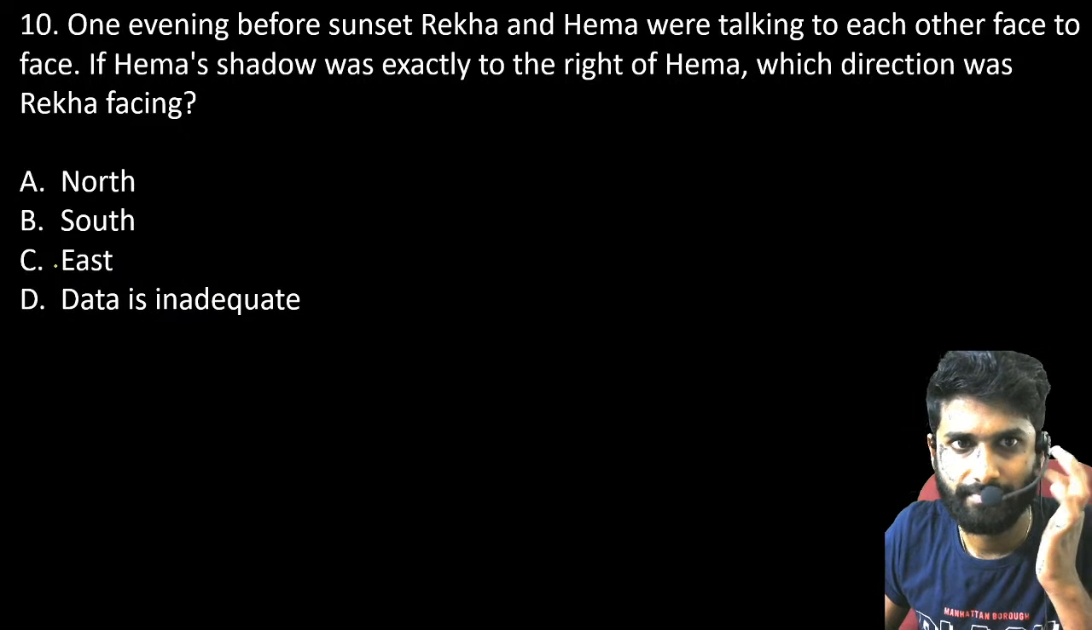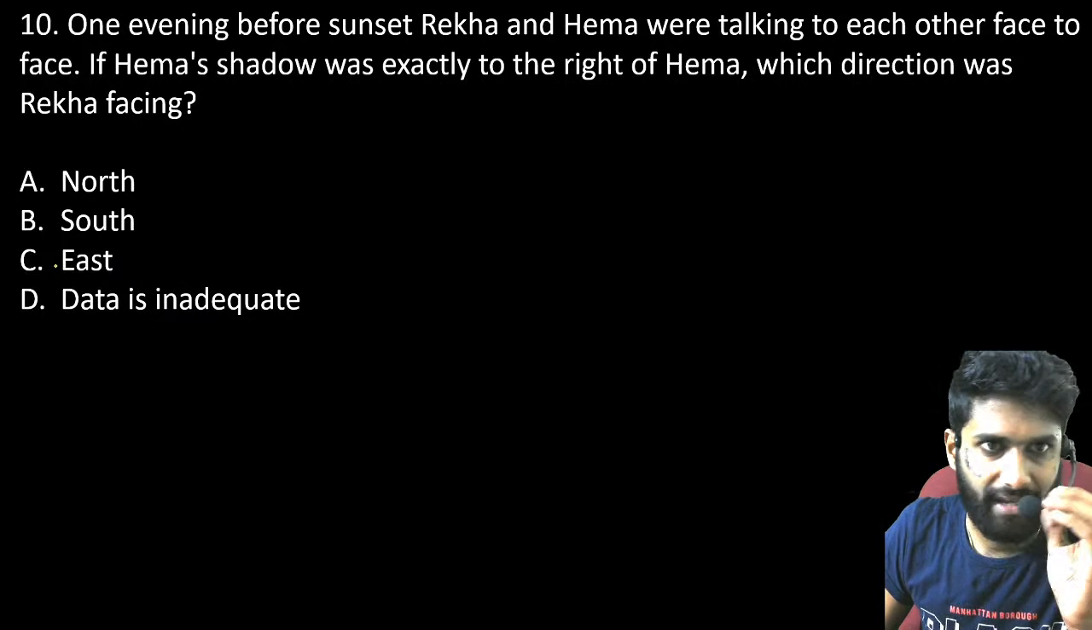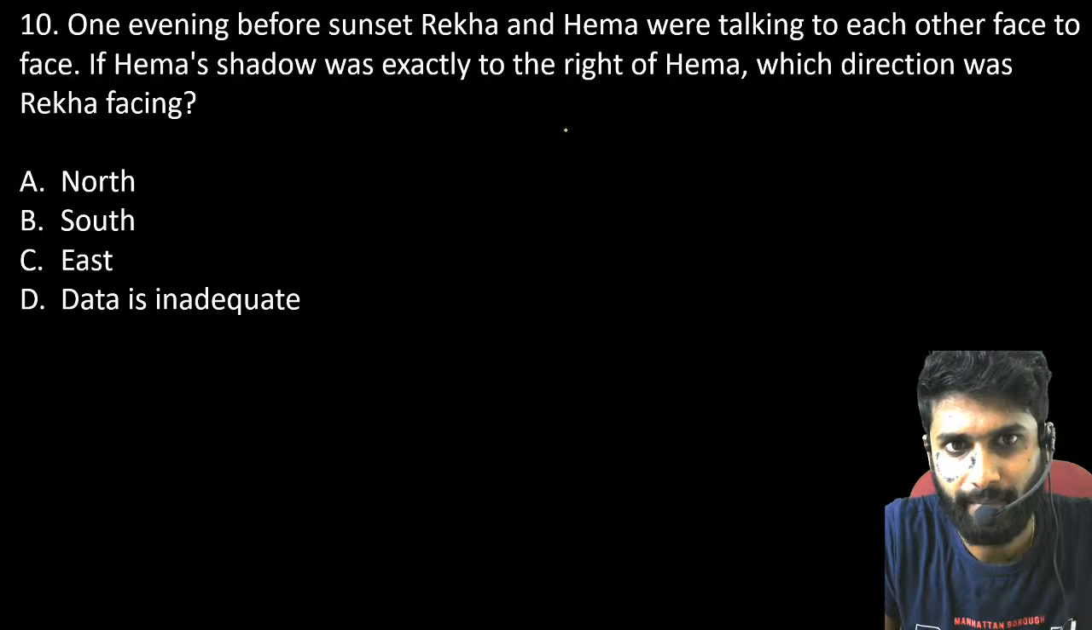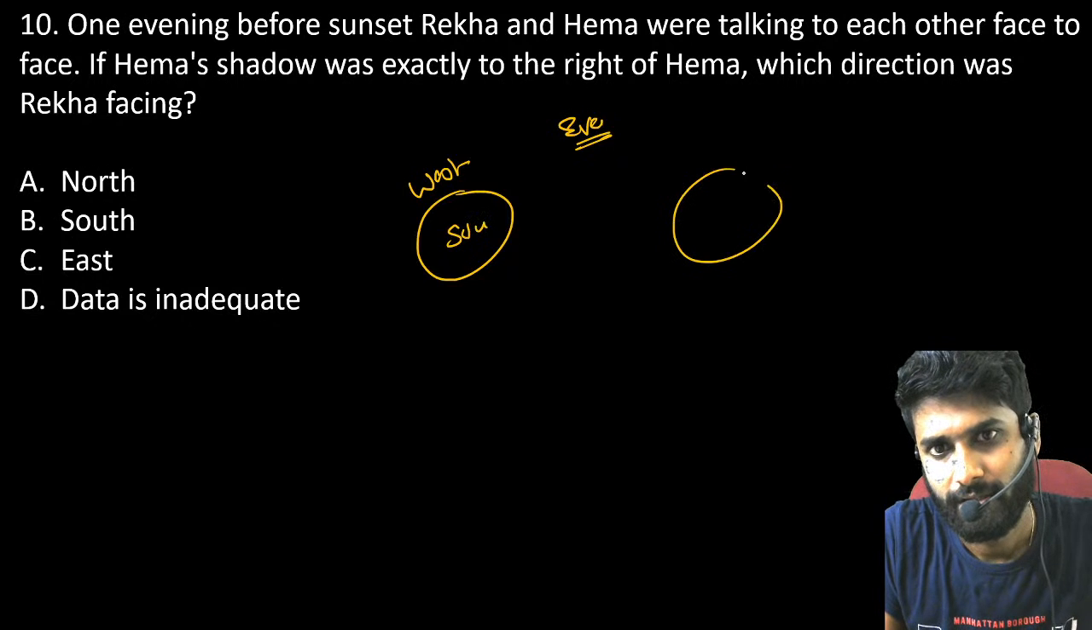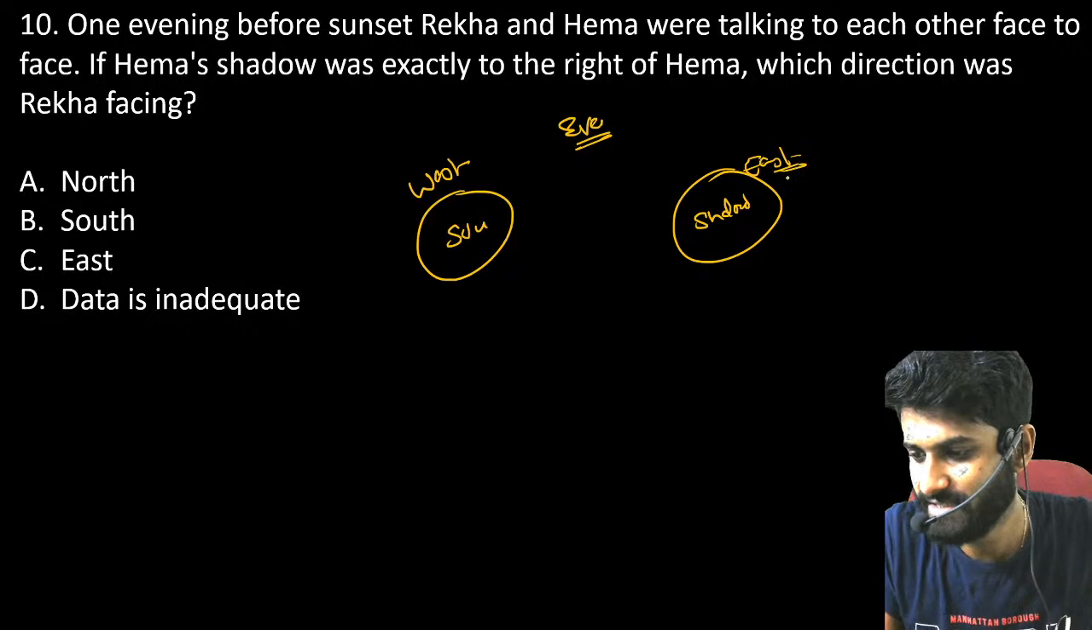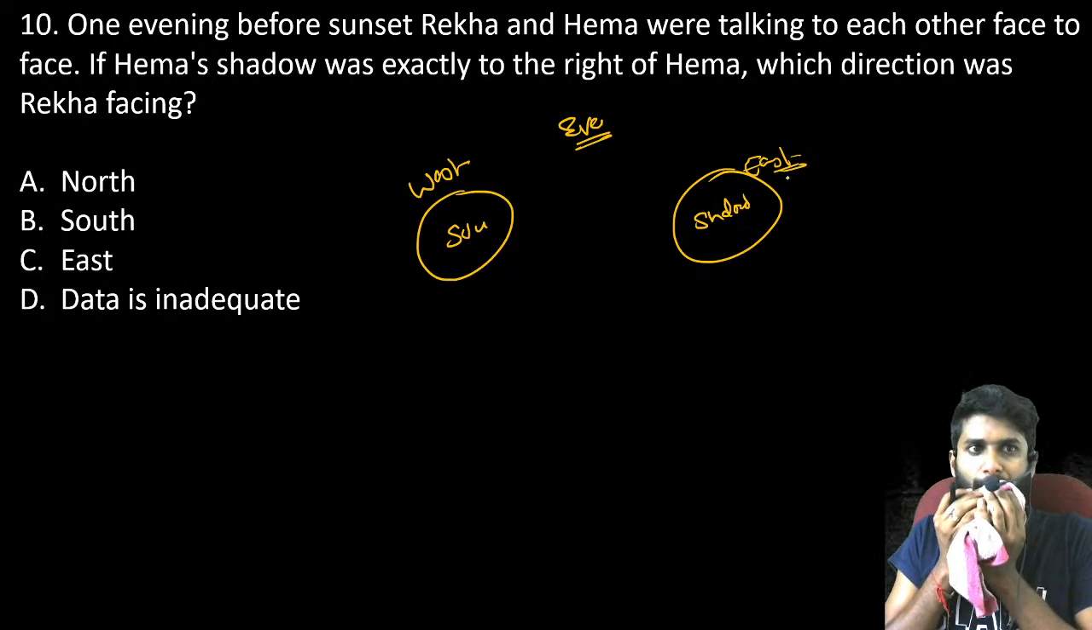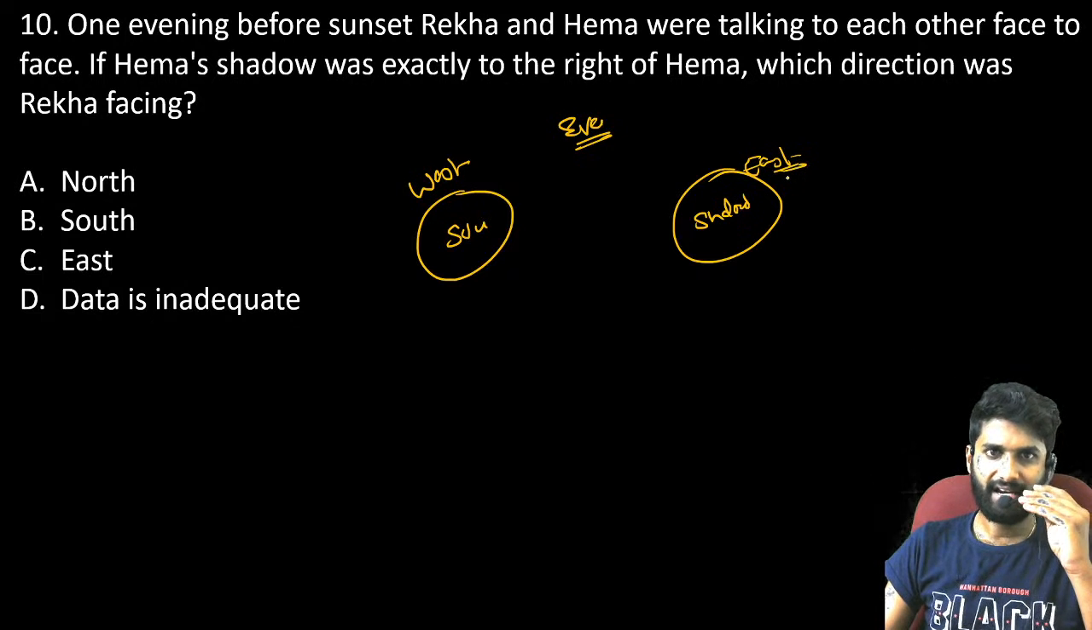Now, one evening before. So there is a situation for evening. In the evening, west is the sun and the shadow is east. Just take these differences. Now, one evening before sunset, Rekha and Hammer were talking to each other face to face. Hammer's shadow was exactly to the right of Hammer. Then which direction was Rekha facing?